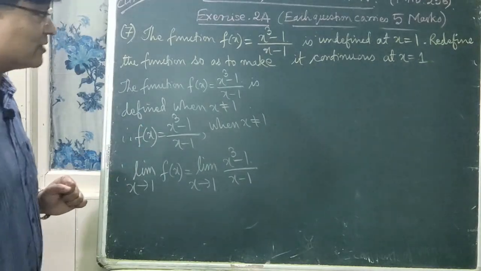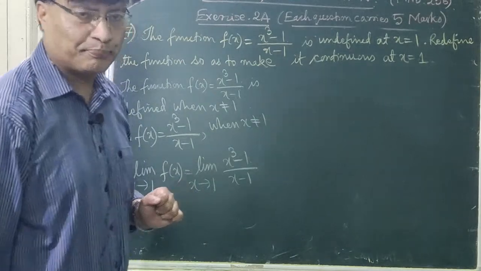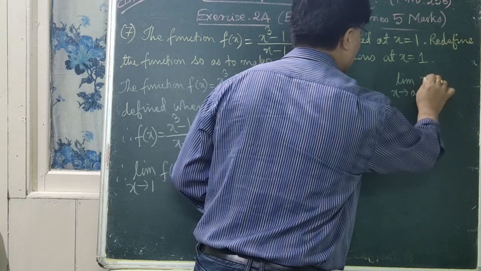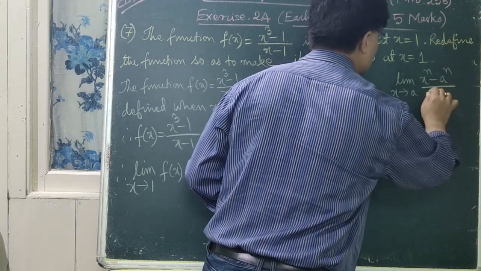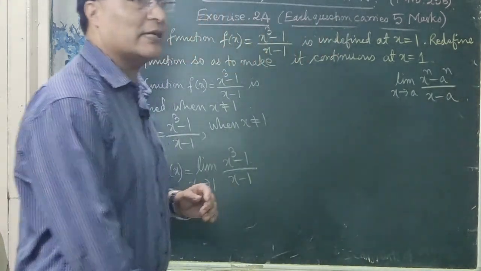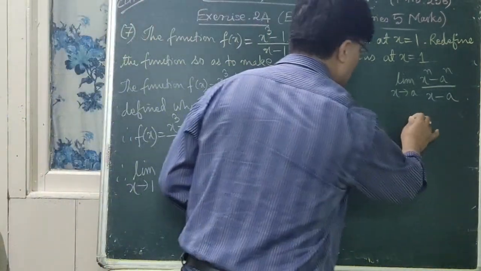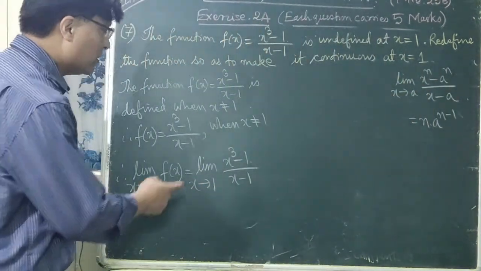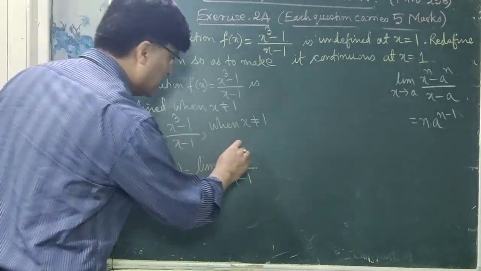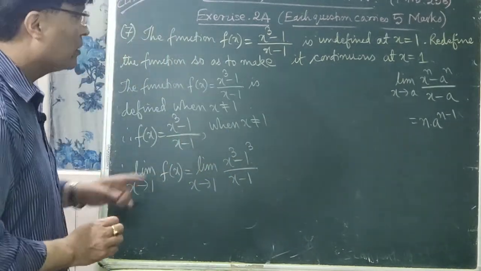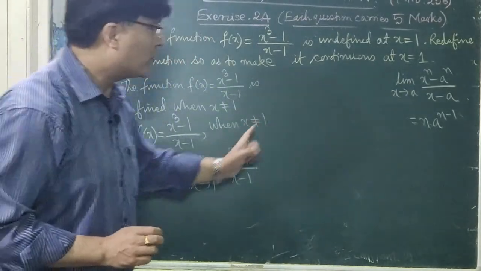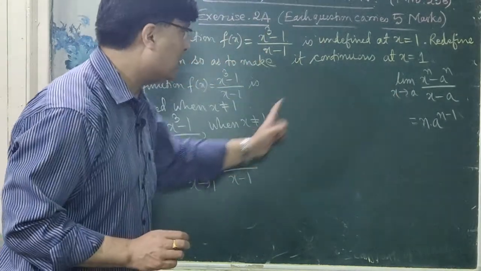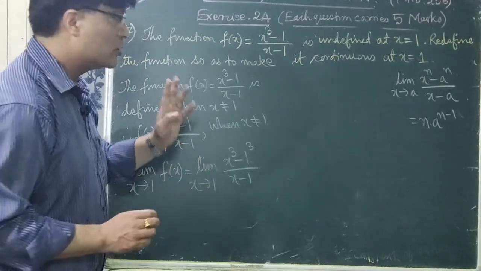So you can use standard limit out here. You know standard limit form of this kind, that is limit x tends to a, x to the power n minus a to the power n divided by x minus a is equal to n into a to the power n minus 1. Is that clear? So this 1 which is in the numerator, you can write it as 1 cube. So you can use the formula here. So you can compare these two standard forms. So here a is equal to 1, x is x here, n is equal to 3, a is equal to 1. So use the formula.